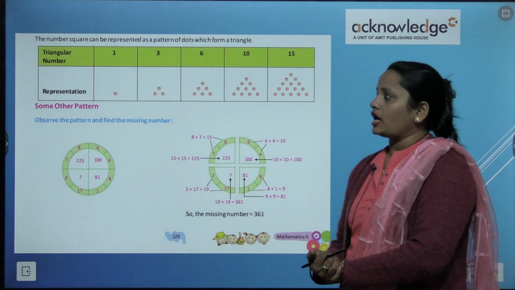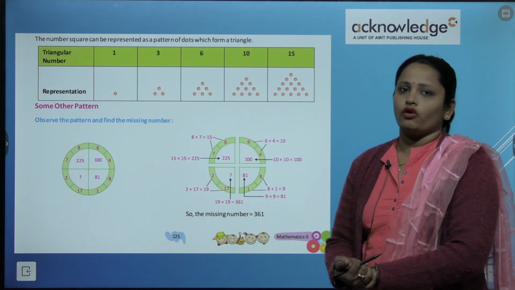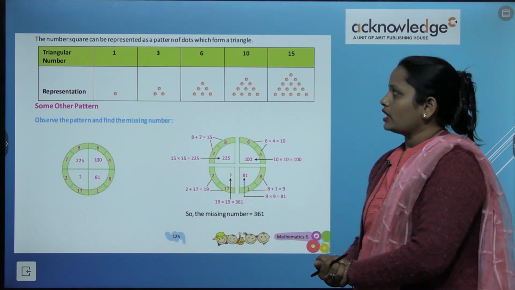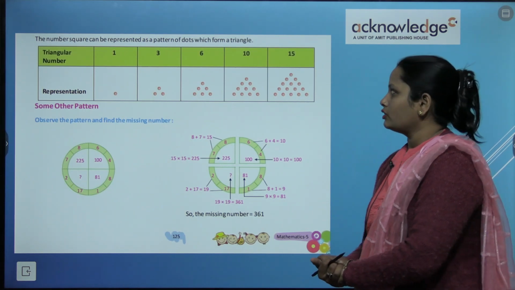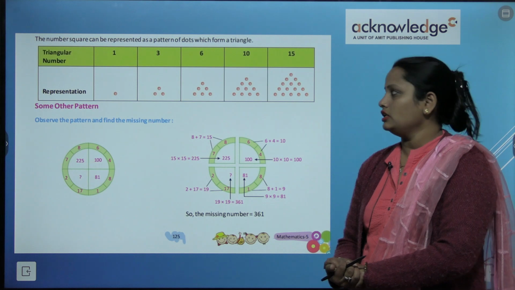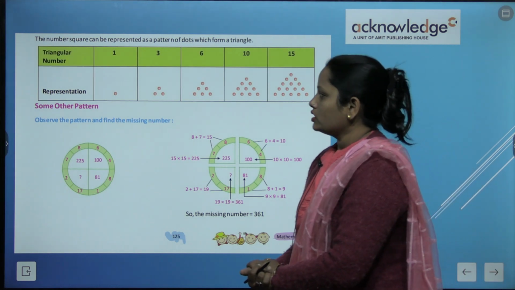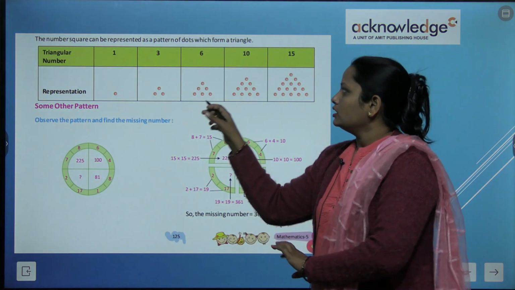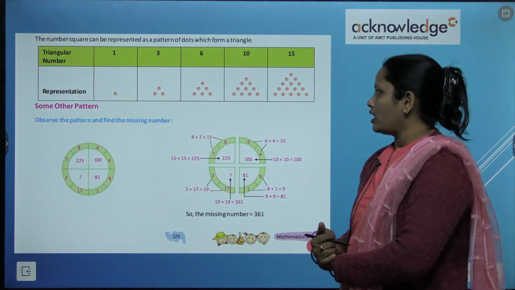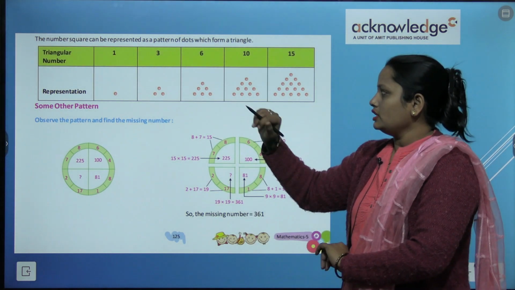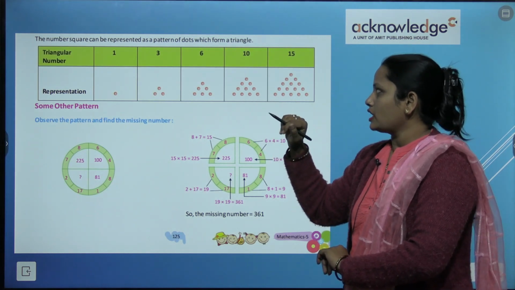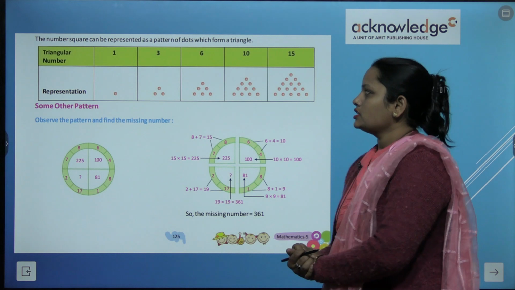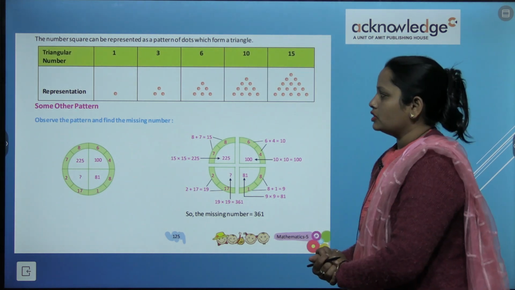The number square can be represented as a pattern of dots which forms a triangle. ये जो number square है इसे हम pattern of dots के form में लिख सकते हैं जो एक triangle बनाता है. So here you can see 1, now 3 is making a triangle, now you can say 6 is making a triangle, 10 is making a triangle and 15 is making a triangle. So these are triangular numbers.